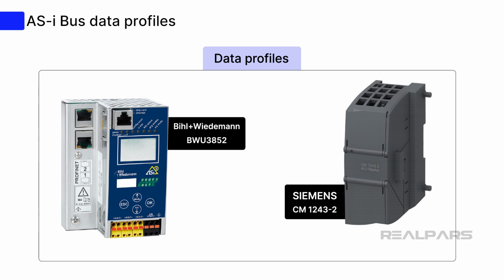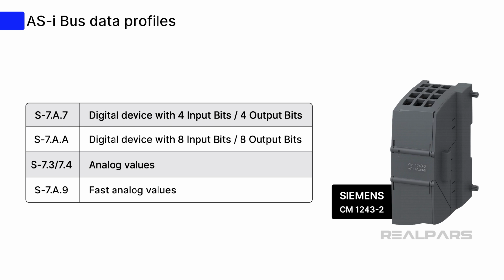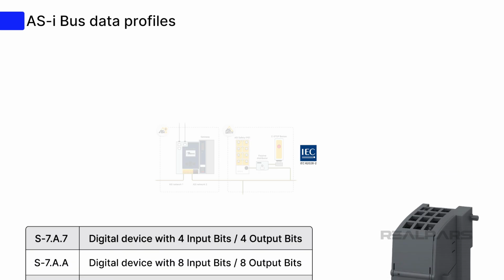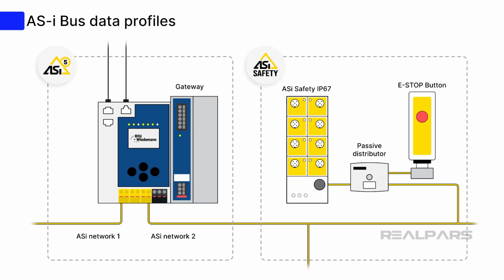Another important characteristic is the ability of an ASi-Bus master to provide data profiles compatible with the devices connected to the network. The IEC 62026-2 standard for ASi version 3 defines data profiles that a device can have, and the engineer needs to ensure that the ASi master and devices are compatible. For example, here are a few of the profiles supported by the Siemens CM1243-2. There are many other data profiles that are defined in IEC 62026-2, including those that support ASi Safe for high-availability safety applications and other advanced features.